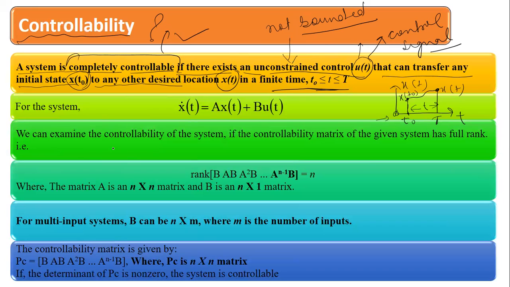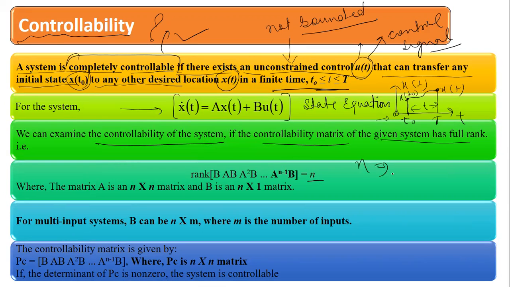Now, how will we identify whether the given system is completely controllable or not? For this, we will take a system x dot (t) = Ax(t) + Bu(t). This is the state equation. We can examine the controllability of the system if the controllability matrix of the system has full rank, meaning it is equal to n. Now what is n? n is the order of the system.